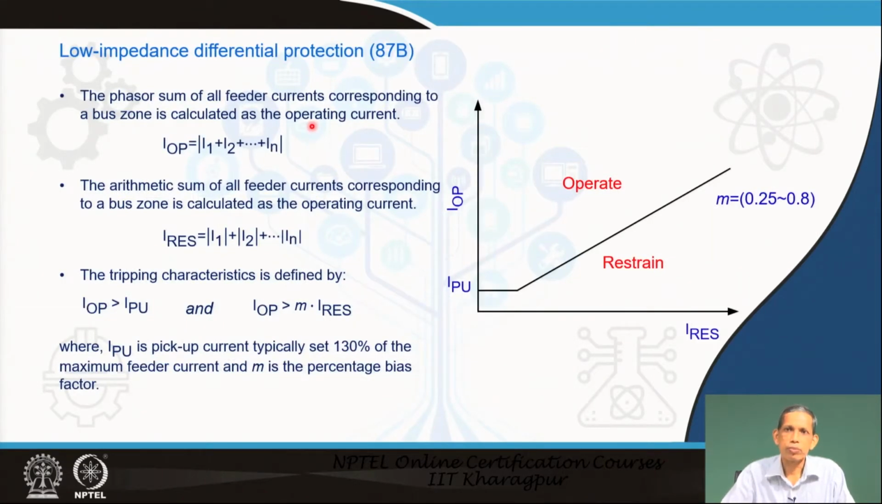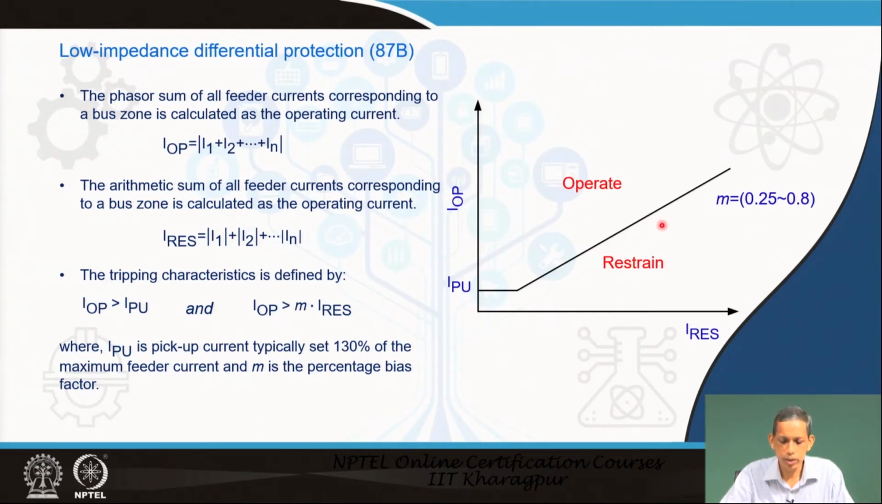Two approaches for the differential protection for bus bar: one is called the low impedance, the other is called the high impedance. First, the low impedance differential protection approach for bus bar protection, 87B. As already mentioned, I operating is a summation of this, I restraining is a summation of this, and the tripping characteristic, just like a simple differential relay, is I operating greater than IPU and I operating greater than M times I restraining, the way we talk about here.